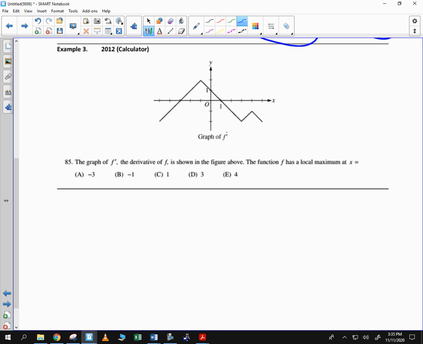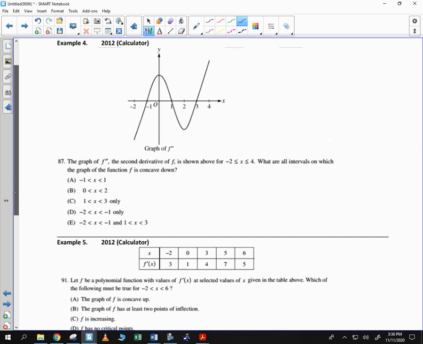The graph of f prime. So again, we're given a graph of f prime. Function f has a local maximum. A local maximum occurs when f prime changes from positive to negative. And where does this graph change from positive to negative? It would be right there at 1. So the answer is C.